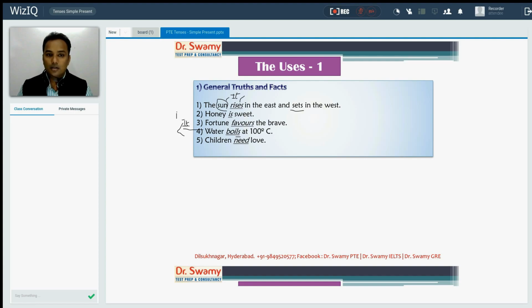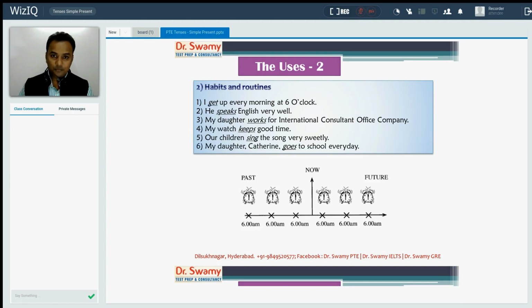Okay, so it is a third person singular, and so you have to add s to the verb. Now, similarly, "Children need love" is a general fact. So, one use of simple present tense is that it is used in order to express general truths or universal truths or facts.